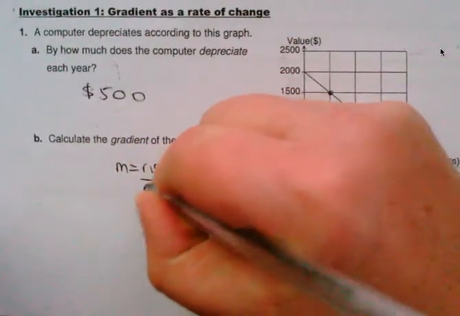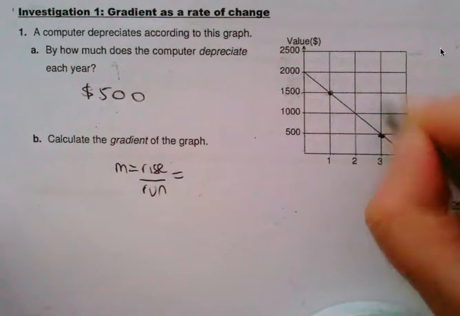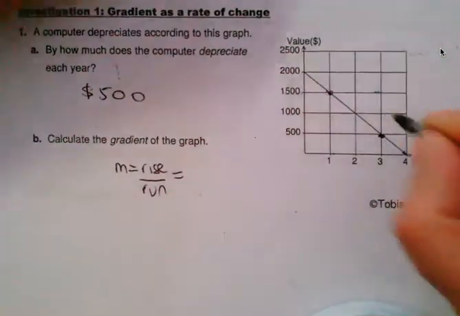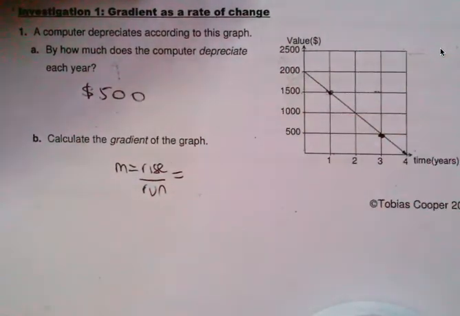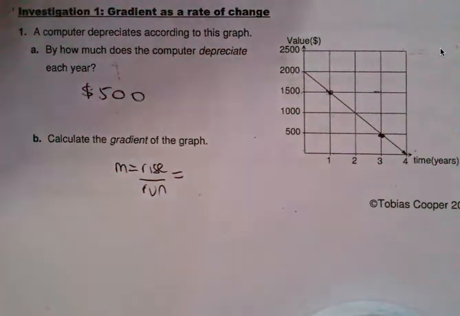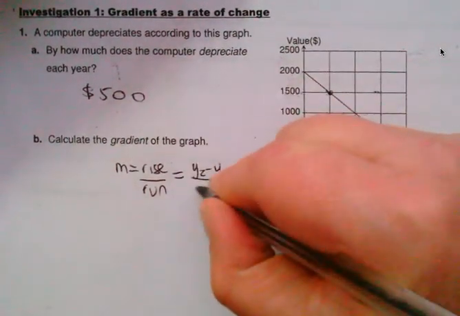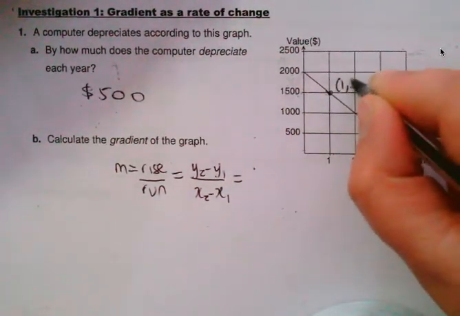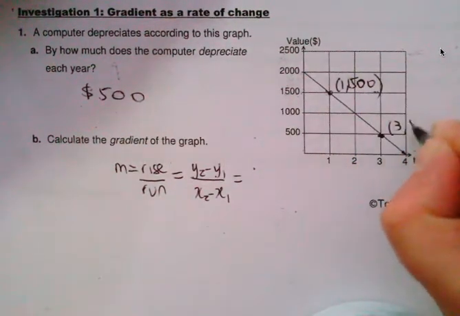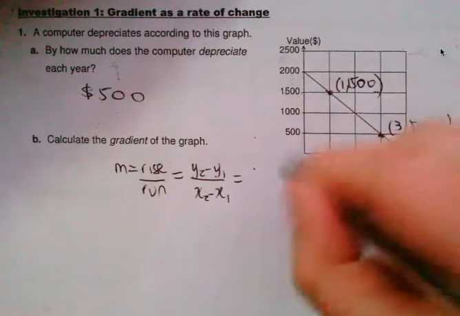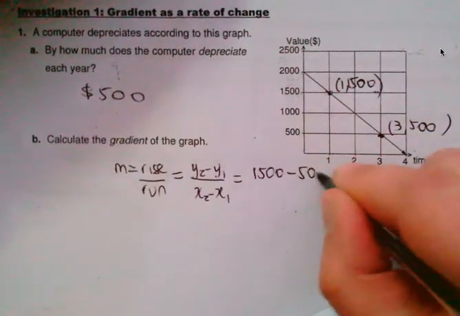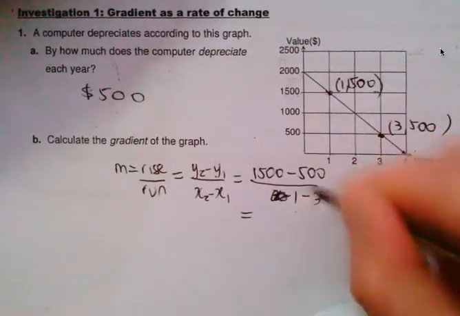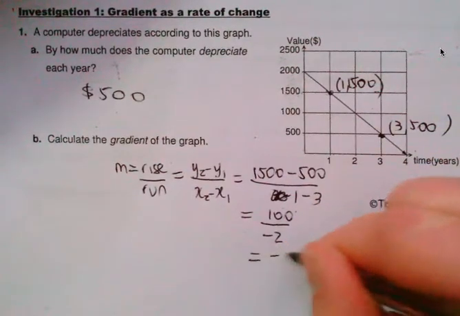Let's do it. Gradient is rise over run. Any 2 points, I'm going to rise, say, 1,000 from there to there and run backwards 2. Or do you want me to do rise over run or y2 minus y1 over x2 minus x1? It doesn't matter. If I did it that way, this is the point (1, 1500) and this is the point (3, 500). So y2 minus y1 over x2 minus x1, 1 minus 3, I would get 1,000 over negative 2, which is negative 500.